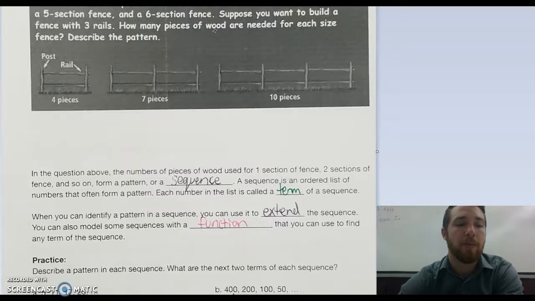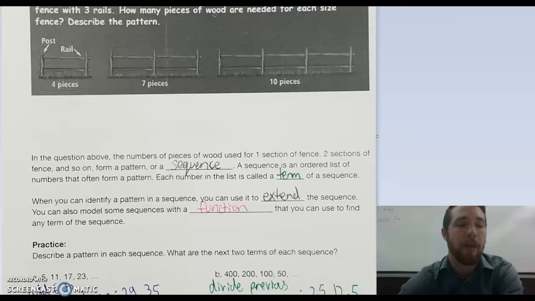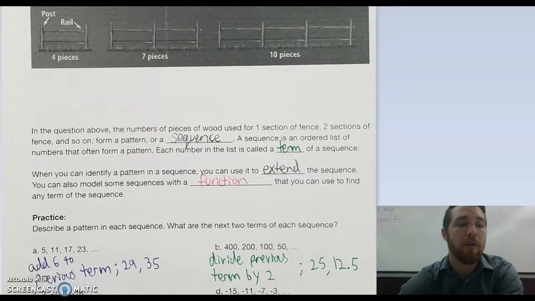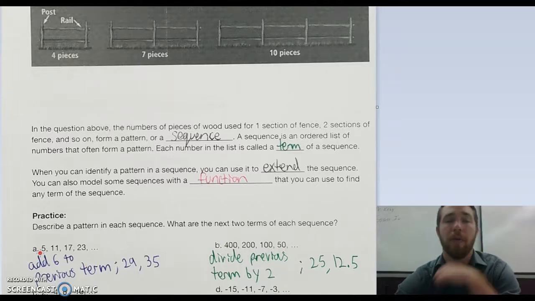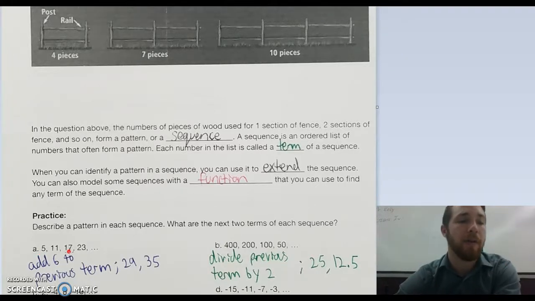And in that first practice problem, if we're going to try that, it looks like to go from one number to the next, I have to just add 6 to the previous term. So 5 plus 6 is 11, plus 6 is 17, plus 6 more is 23. So if I extend that to find the next two terms, if I add 6 to 23, I get 29. Add 6 more, I get 35. So those are my next two terms. Same idea with the others.